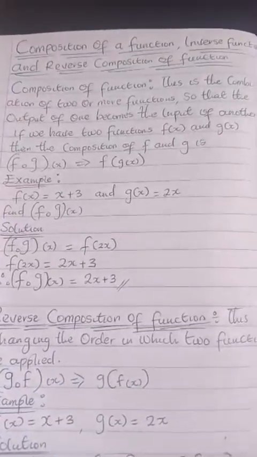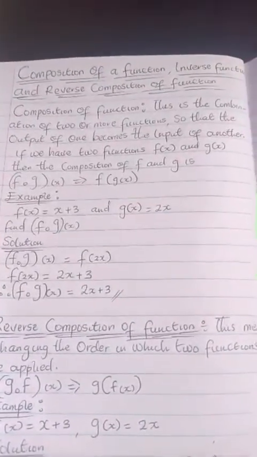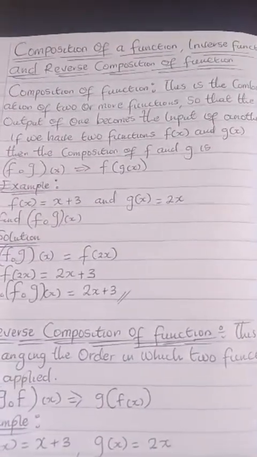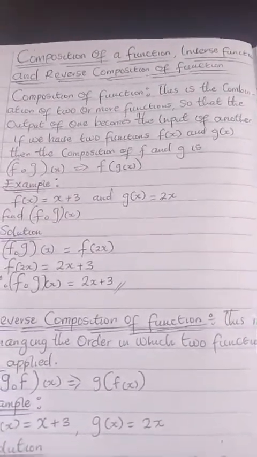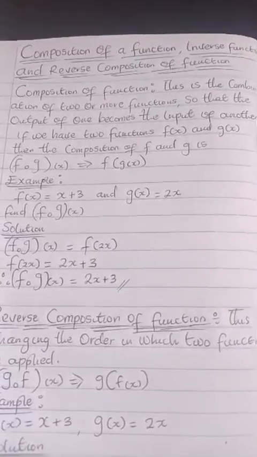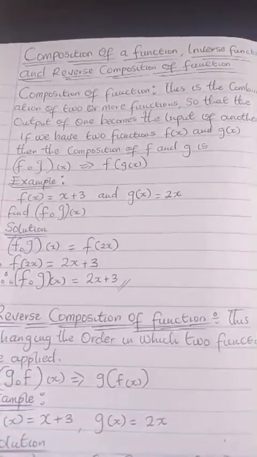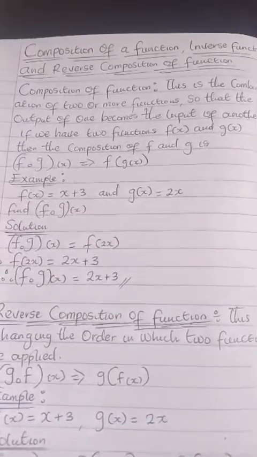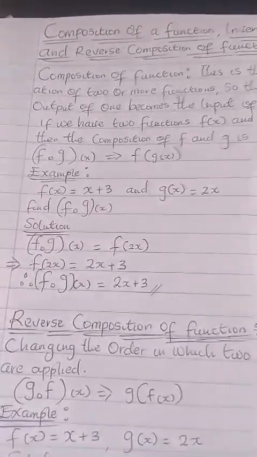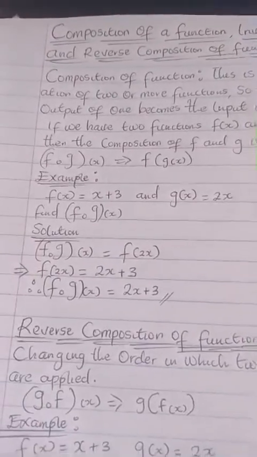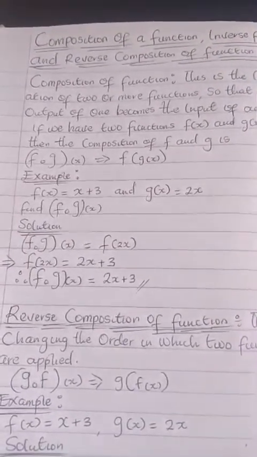Composition of function. It said composition of function. This is the combination of two or more functions so that the output of one becomes the input of another. Now, if we have two functions, f of x and g of x, then the composition of f and g is written as f of g of x, written as f g x.